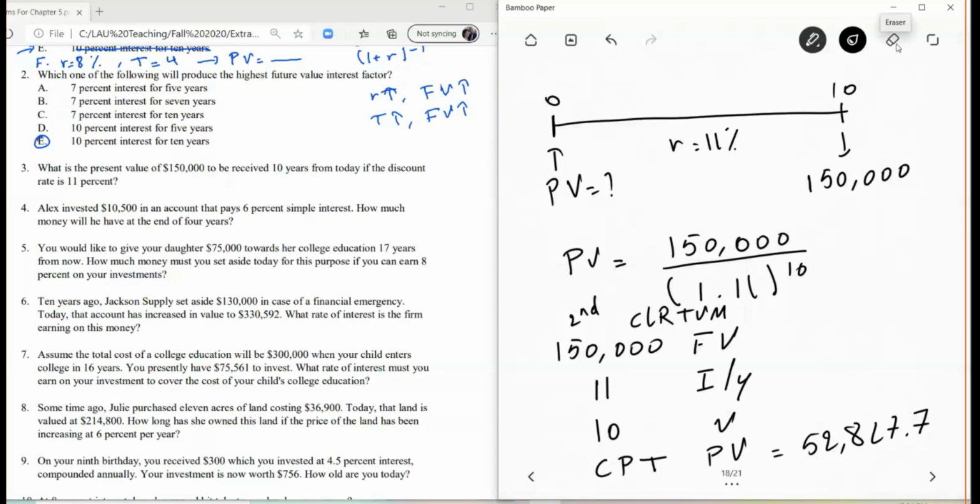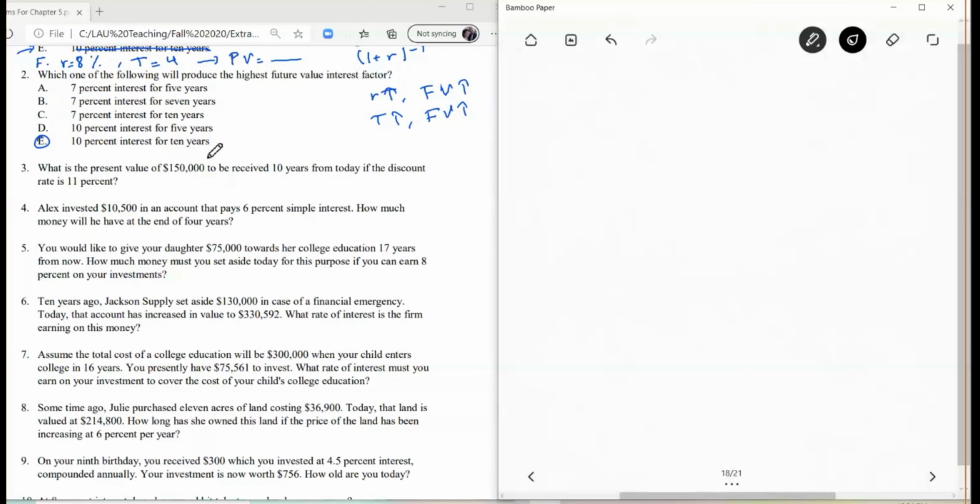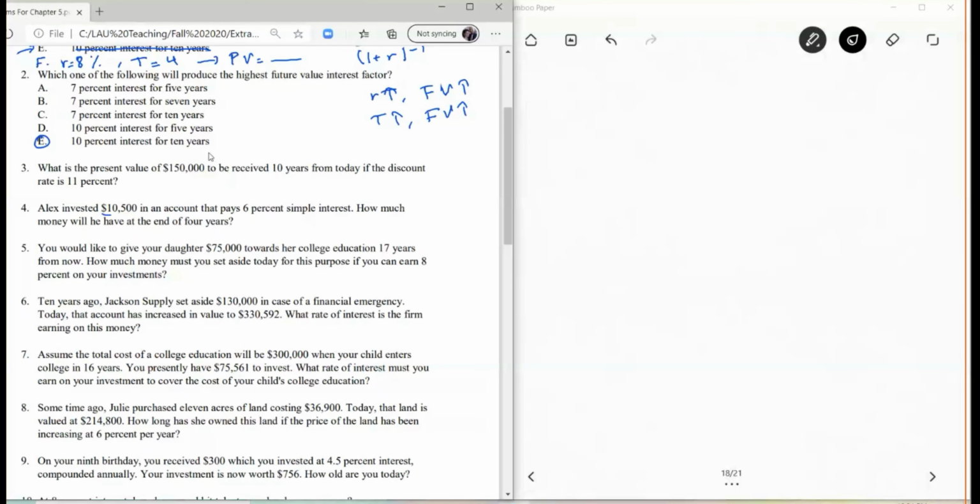Now for the second problem, Alex invested 10,500 in an account that pays 6% simple interest. As I said before, you will not see simple interest in any later chapter, and you won't see it in any exam. It's going to only be covered here in the extra problems and maybe in the online assignment.